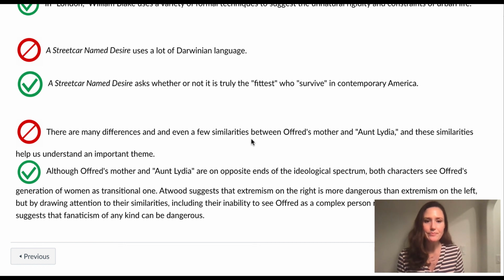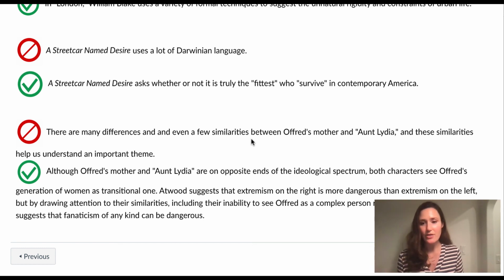Here's a better one. Although Offred's mother and Aunt Lydia are on opposite ends of the ideological spectrum, both characters see Offred's generation of women as a transitional one. Atwood suggests that extremism on the right is more dangerous than extremism on the left, but by drawing attention to their similarities, including their inability to see Offred as a complex person rather than a symbol, Atwood suggests that fanaticism of any kind can be dangerous.